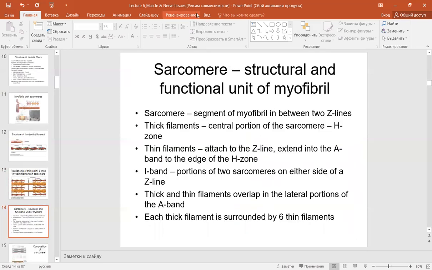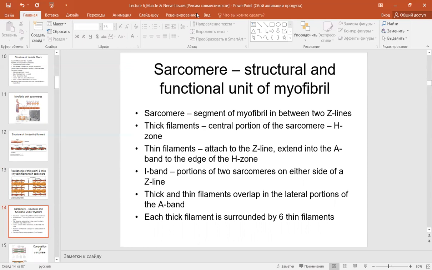Sarcomere is a structural and functional unit of myofibril. Briefly, sarcomere is a segment of myofibril in between two Z lines. Thick filaments form the central portion of the sarcomere, the H zone. Thin filaments attached to the Z line extend into the A band to the edge of the H zone. I band: portions of two sarcomeres on either side of the Z line.